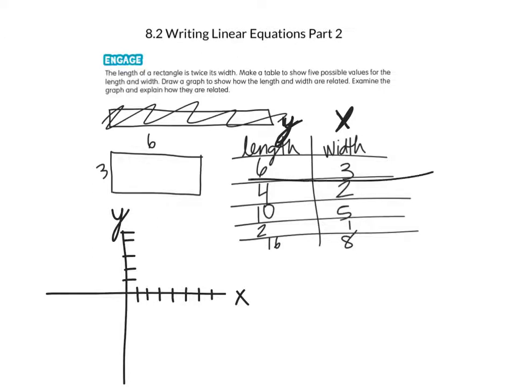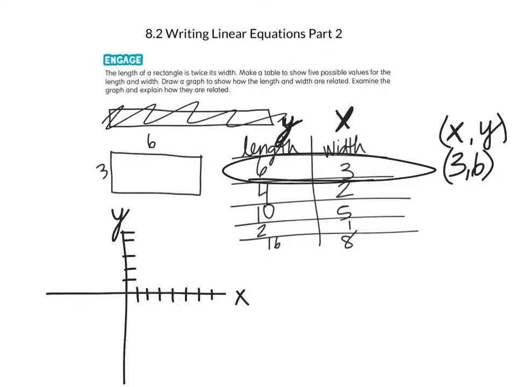So the first number that I have here is I have a coordinate pair that I could write like this. When we write the coordinate pairs, we always want to put the x's first and the y's second. So to graph it, I'm going to say 1, 2, 3. 1, 2, 3, 4, 5, 6. Okay, so that could be my first point on the graph would be (3, 6).